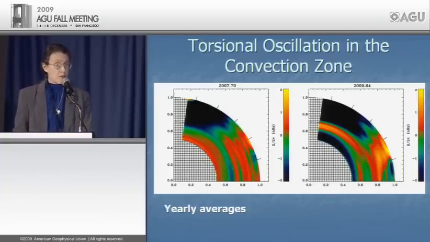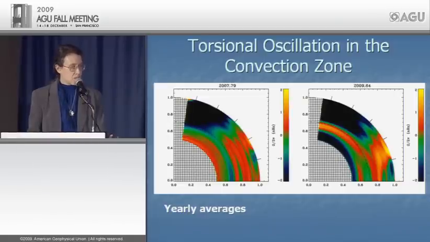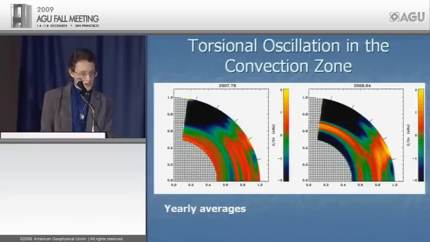So from that point of view, the correspondence does seem to go all the way down to the bottom of the convection zone. Though you notice that in the previous minimum there was a little more going on at the equator because the previous cycle had not entirely vanished on us yet.